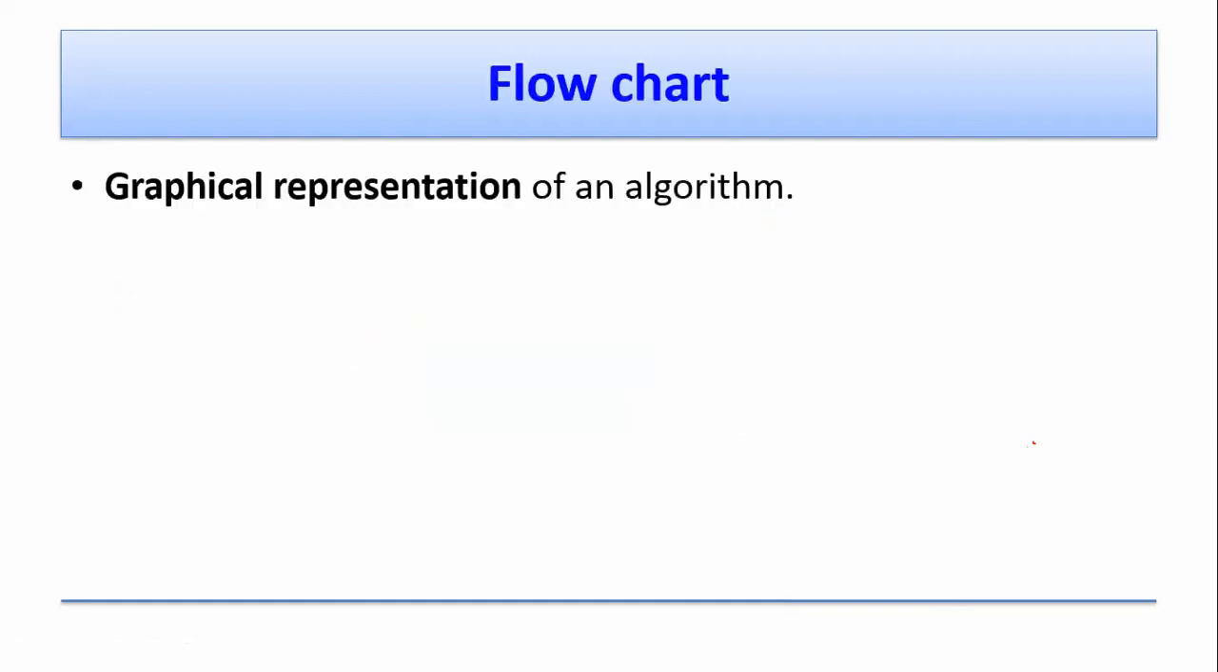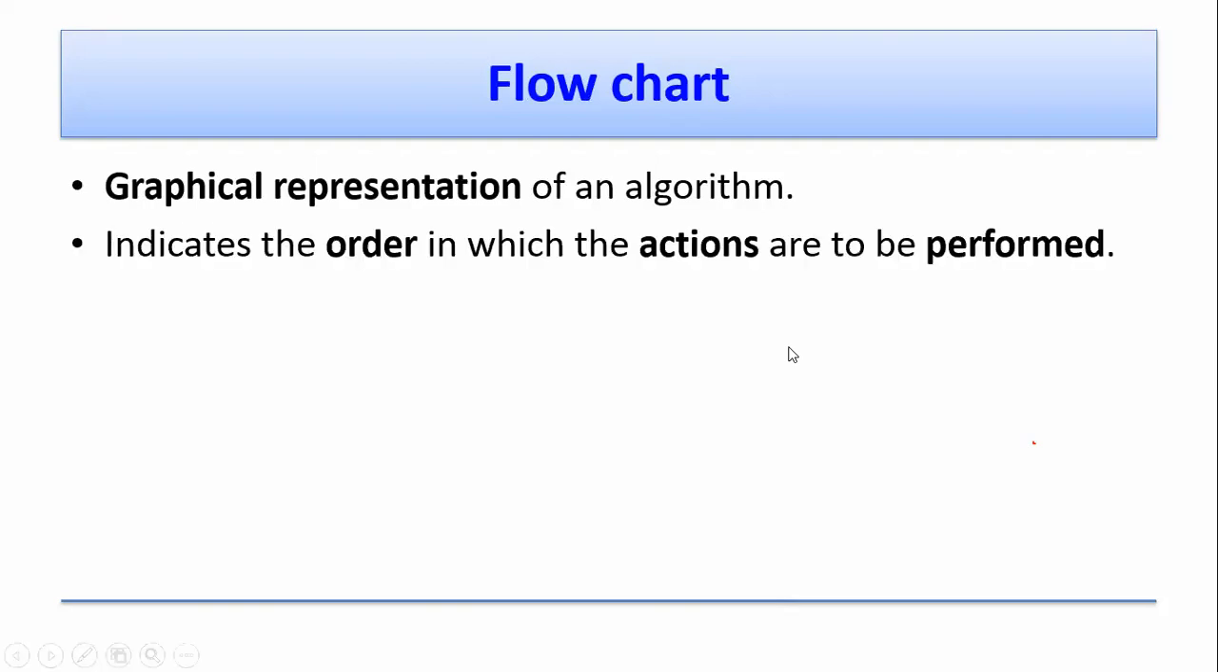Okay, then what is the flowchart? Actually, flowchart means the graphical representation of an algorithm. Here they indicate the order in which the actions are to be performed. As I told earlier in the algorithm, the steps, what we have to do and in which order, the order is important. So they indicate the order in which actions are to be performed. Action means the steps, and then order.